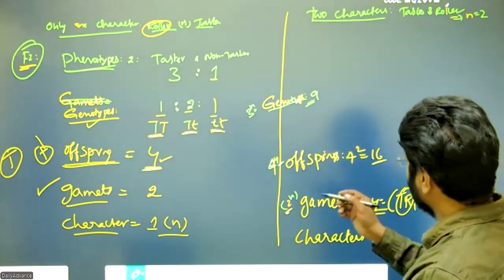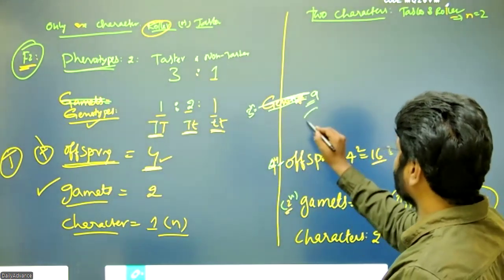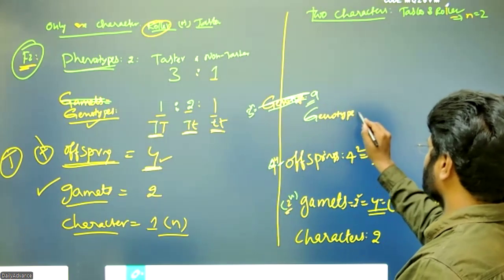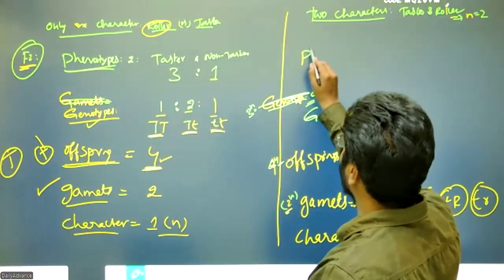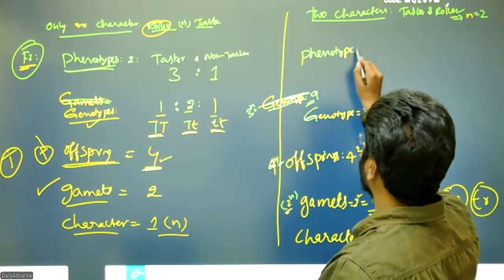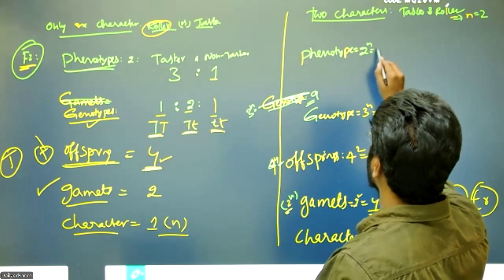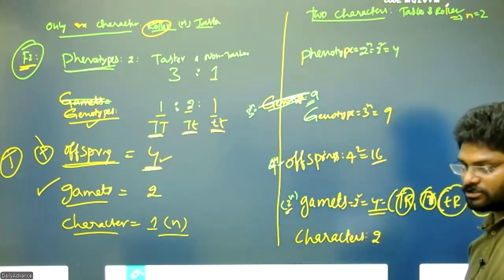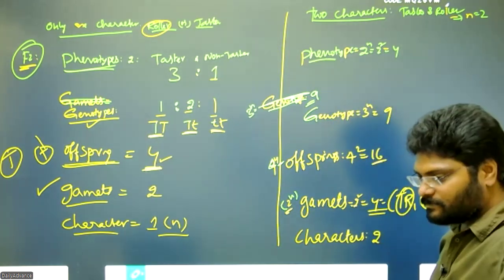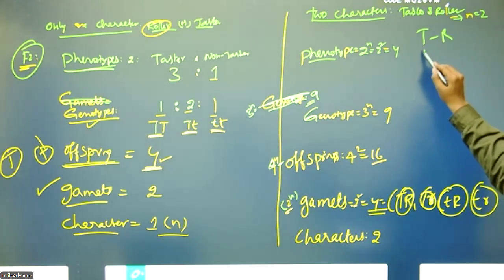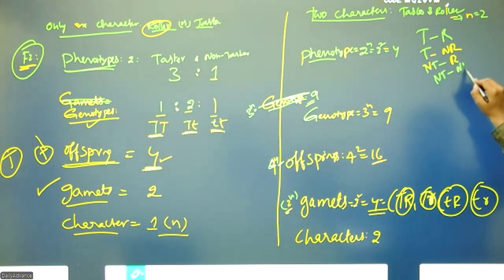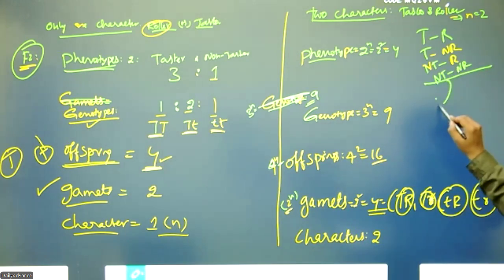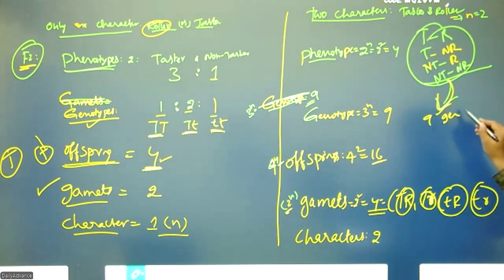Genotypes is nothing but 3 power n. So n is 2, that is 9 genotypes. So what are finally the phenotypes? Phenotypes are 2 power n, that is 2 power 2, 4 phenotypes. What are all these four phenotypes? Taster roller, taster non-roller, non-taster roller, non-taster non-roller. So these are all the 4 phenotypes. The 4 phenotypes come from the 9 genotypes.